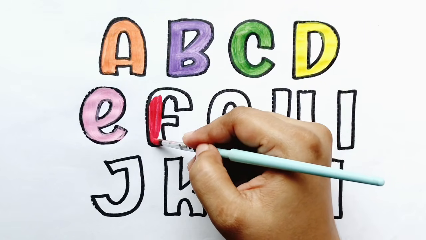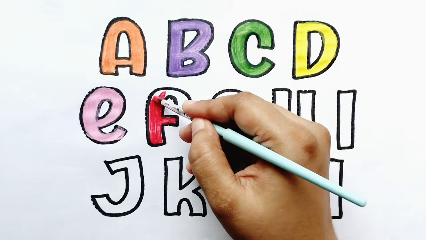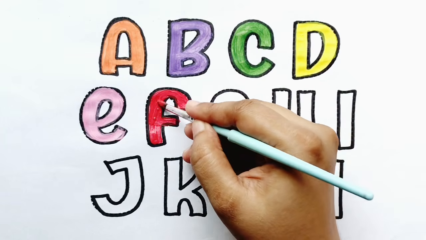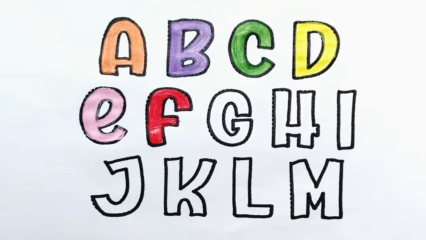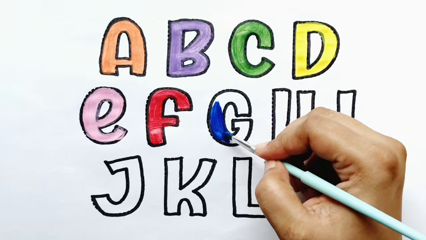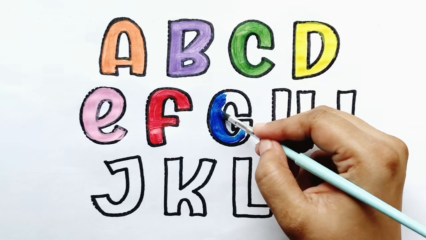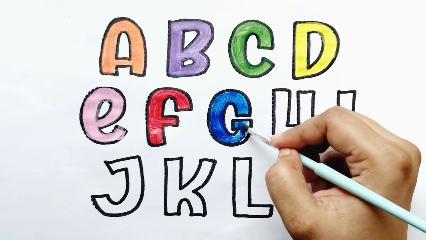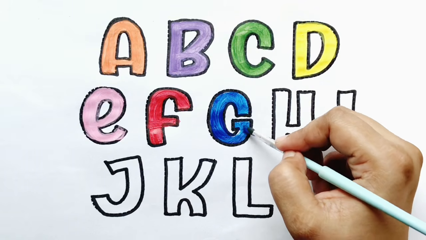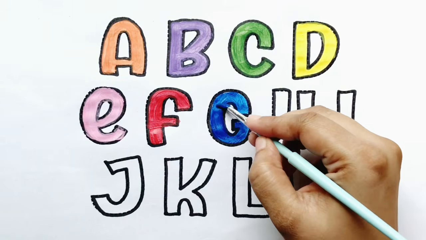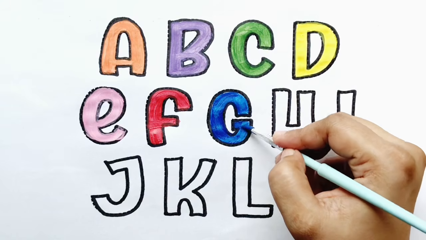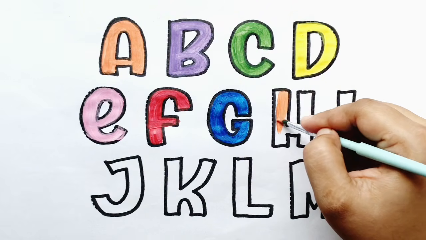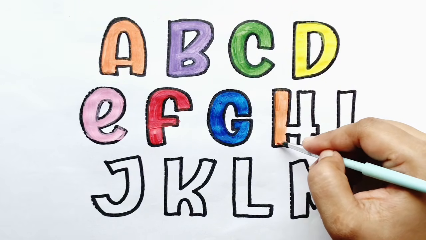Red color F for fish. Blue color G for grapes. Orange color H for horse.